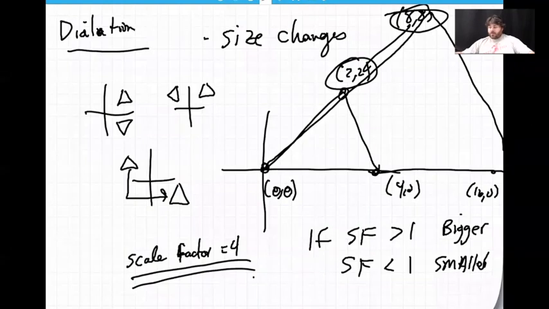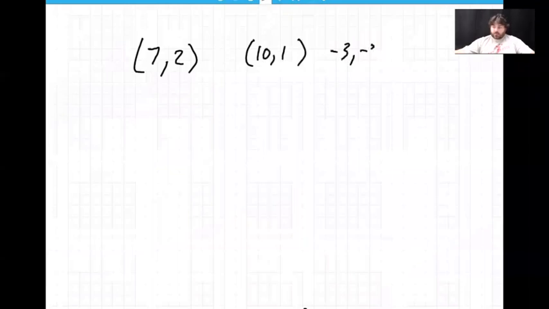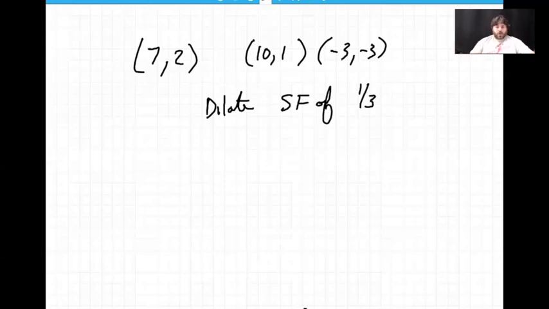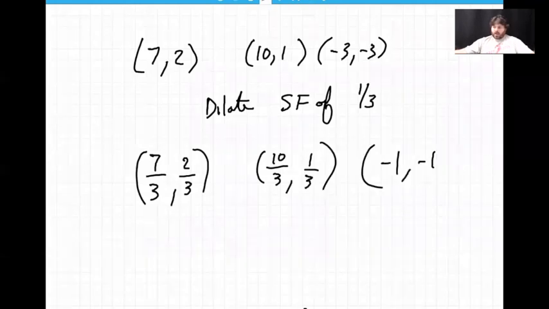Now remember, you don't actually have to have a picture here. You could just have 7, 2, and 10, 1, and -3, -3. Maybe this is a triangle. And you say you want to dilate by a scale factor of 1/3. So all you do is multiply all the coordinates by 1/3. You get 7/3, 2/3. This is going to be 10/3, 1/3. This is going to be -1, -1. Okay, that's basically all you got to know about dilations. It's an actual zoom in or zoom out. It increases or decreases the size, and it's basically just multiplying the coordinates by the scale factor.